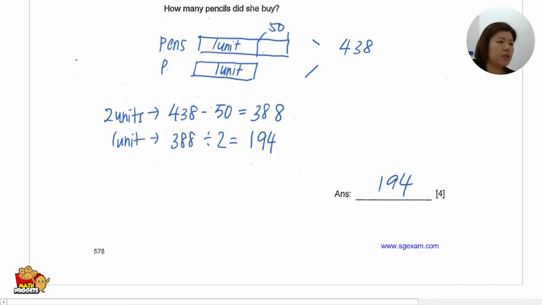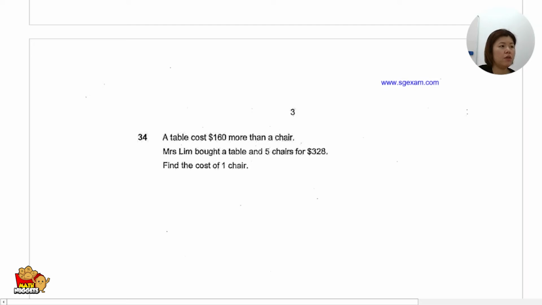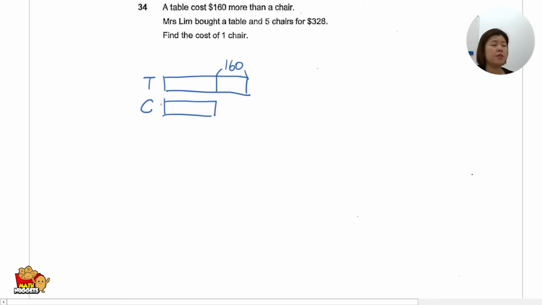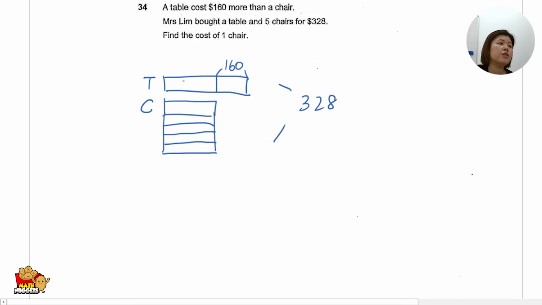Okay, next one. A table costs 160 more than a chair. So table, 160 more than a chair. And Mrs. Lim bought 5 chairs and 1 table. So it's a repeated item for my chair. So make sure you extend to make sure you have 5. 2, 3, 4, 5 chairs. And total is 328. So actually all this is 1 unit.